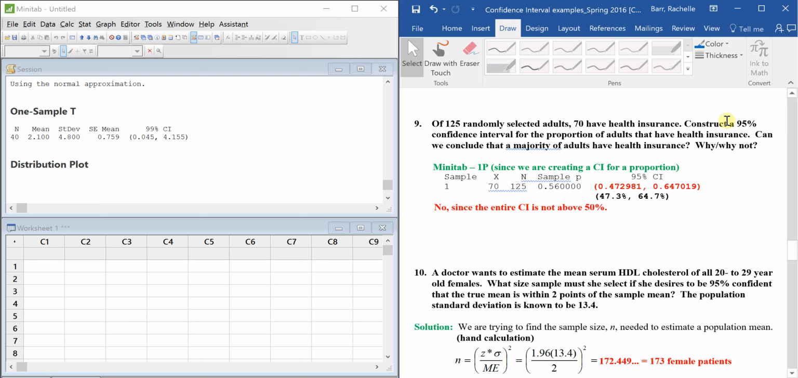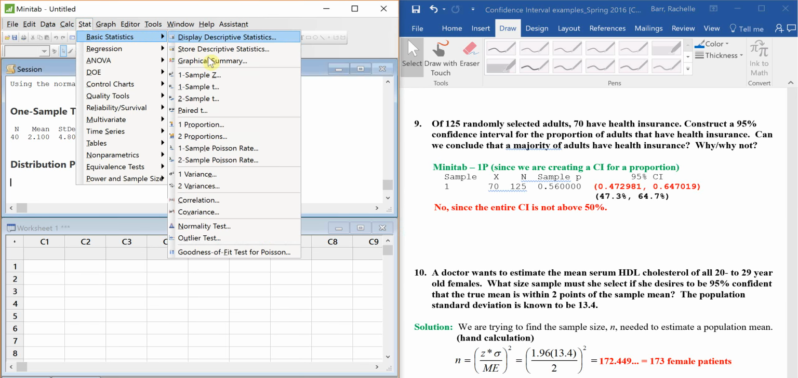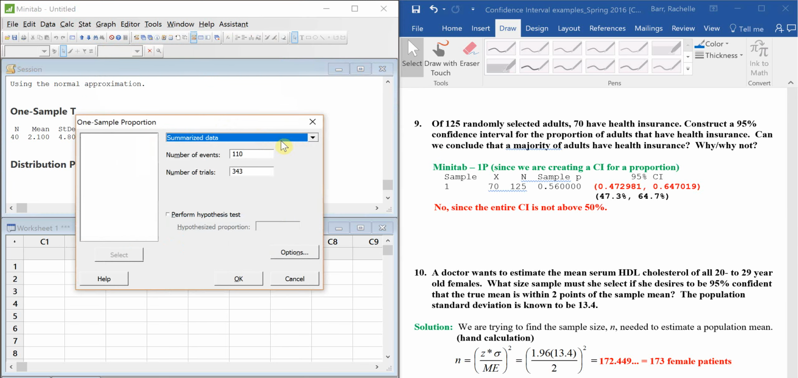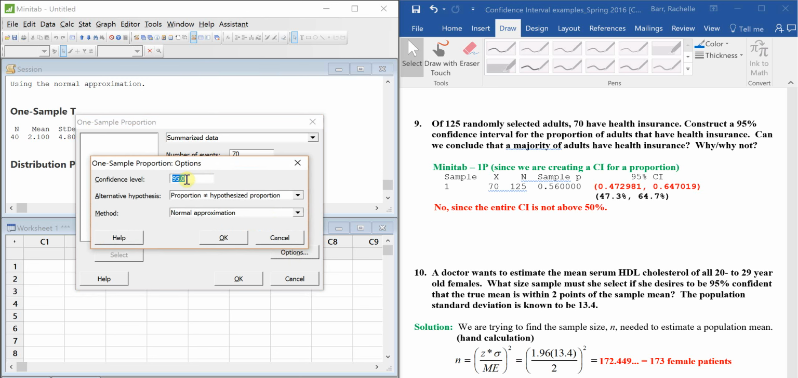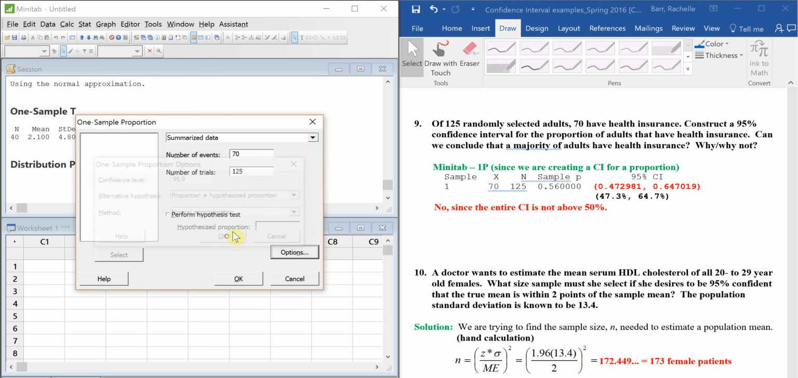All right, so 95%, we have a defined success and a total number. So this looks like a proportion to me. Also, there's the word proportion in the question. So let's go to stat, basic statistics, come up with a one proportion test. We have summarized data again, so I have 70 people that have health insurance out of 125. And then I'm going to change this to 95%. Oh, it's already set to 95. Good. All right, let's hit OK.